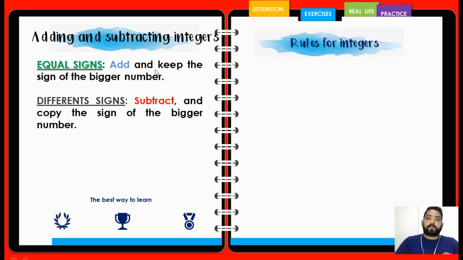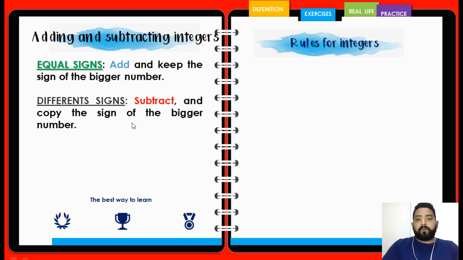But to add and subtract integers, we have some specific rules. We need to remember that with equal signs, we add and we keep the sign of the bigger number. With different signs, we subtract and we copy the sign of the bigger number.